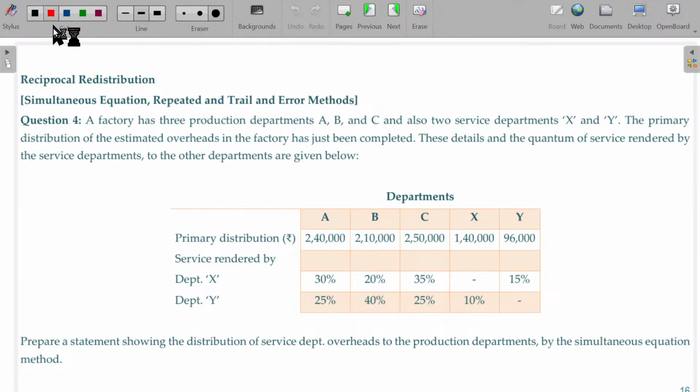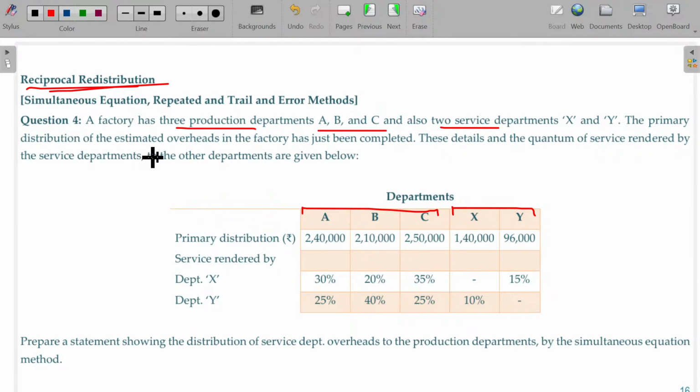Now let's see the reciprocal redistribution method. In reciprocal, a factory has three production departments A, B and C. These are the three production departments. Also two service departments X and Y.